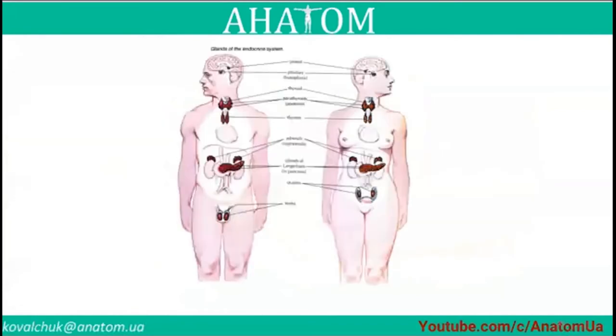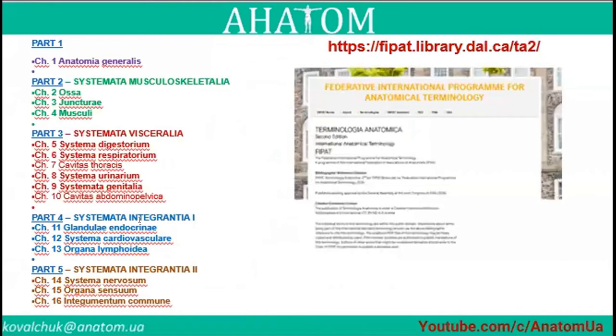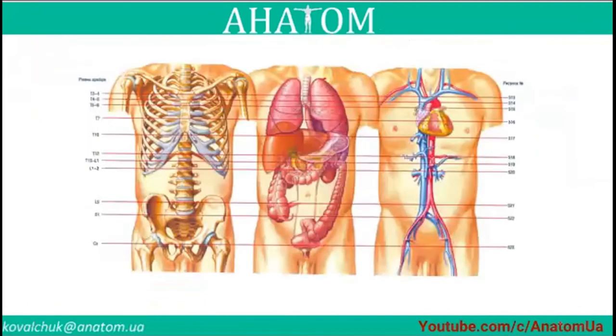I replay a long time endocrine organs. It was part of the splanchnology, but now in modern terminology, it will be in the integrating systems. There are three parts: endocrine glands, cardiovascular system, and lymphoid organs. For these structures, some liquid must be present, for example, hormone, blood, or lymph, for the functions of these organs.